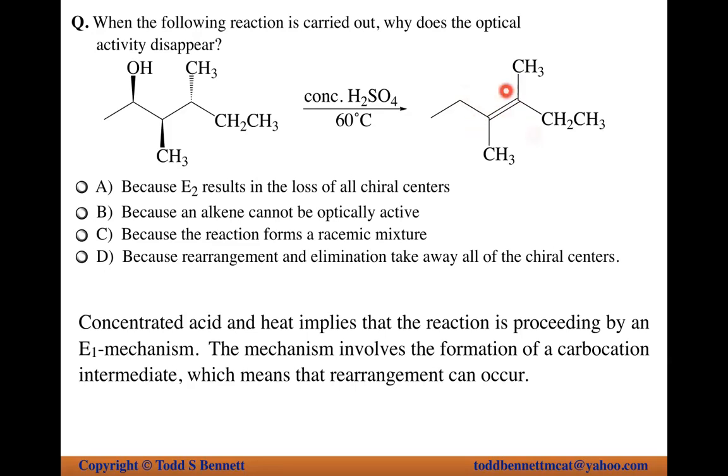So how do I say that with these answer choices? E2? Nope, because acid is E1. Acid begins with an A, A is the first letter, so E1. So no to that. Alkenes cannot be optically active? Not true. You can have an alkene that has another atom with a chiral center on it. The reaction forms a racemic mixture, always a good choice.